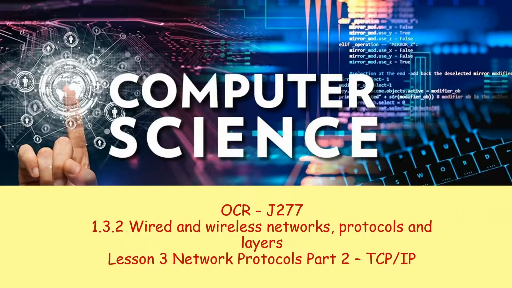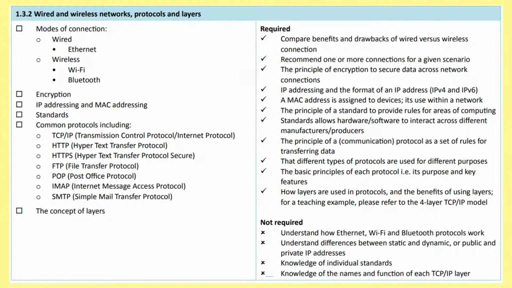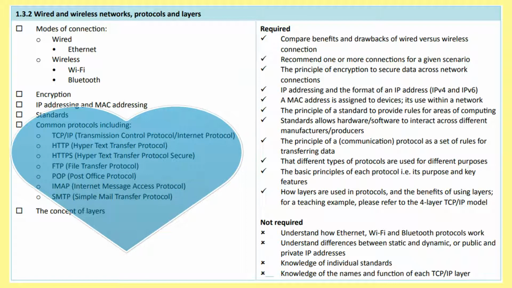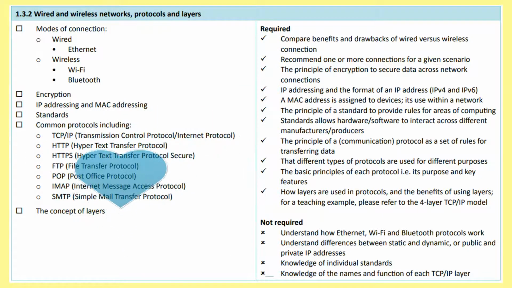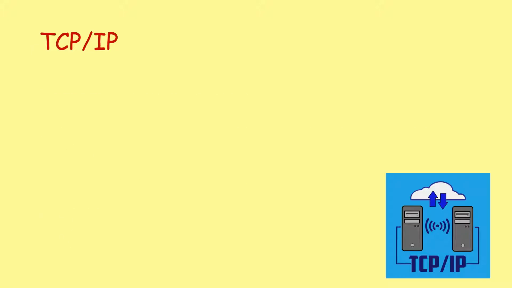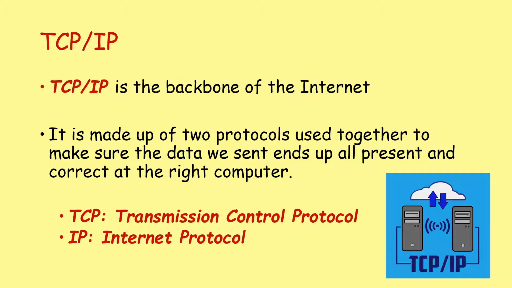Today we're going to be concentrating on TCP and IP. As we've seen, there are a lot of protocols you need to know for this syllabus, but TCP and IP are two of the most important. Why are TCP and IP two of the most important? Well, TCP/IP protocols are the backbone of the internet. The TCP/IP suite is made up of two protocols used together to make sure the data we send ends up present and correct at the right computer. TCP stands for Transmission Control Protocol, and IP stands for Internet Protocol.